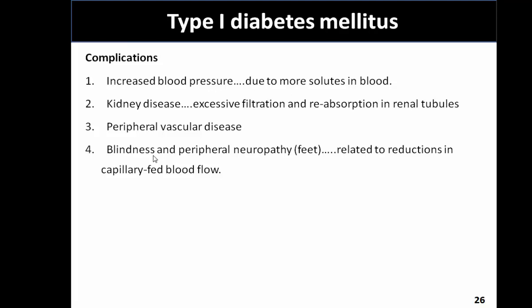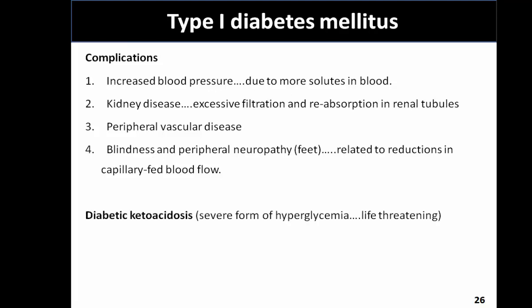An acute complication that people afflicted with type 1 diabetes mellitus should be concerned about is something called diabetic ketoacidosis. This is an excessive production of keto acids that will decrease the pH in the body, and it's a severe form of hyperglycemia and can be a life-threatening situation.